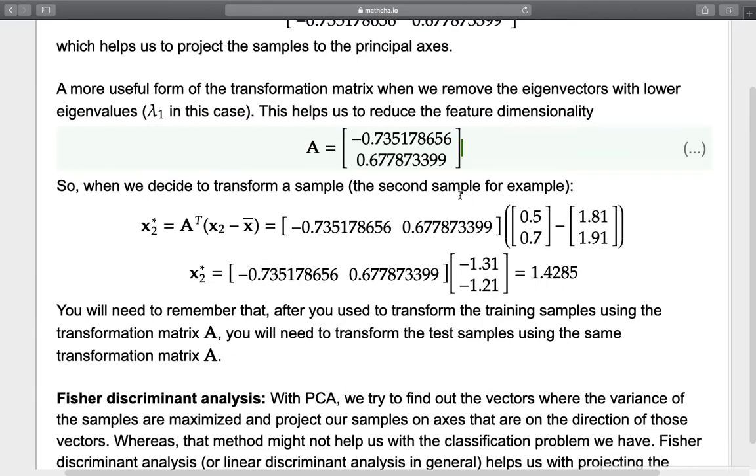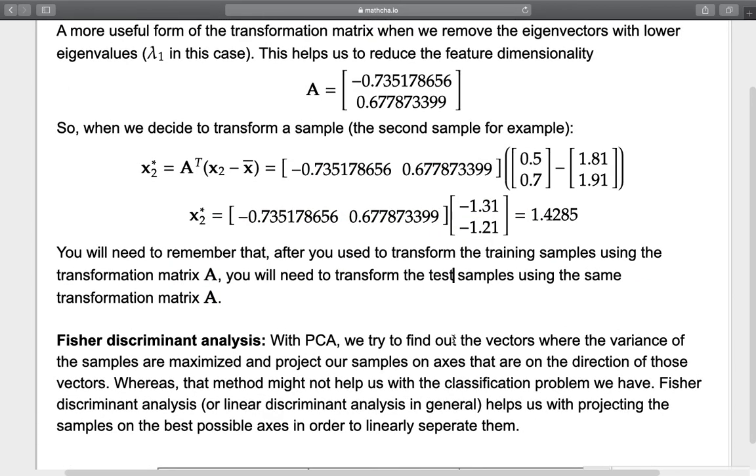for example, we can transform the second sample we have, 0.5, 0.7. We multiply by the transpose of our transformation matrix, take our sample, subtract the mean here, and calculate its value. Also, you will need to remember that after you transform the training samples using the transformation matrix A, you will also need to transform the test samples using this same transformation matrix.